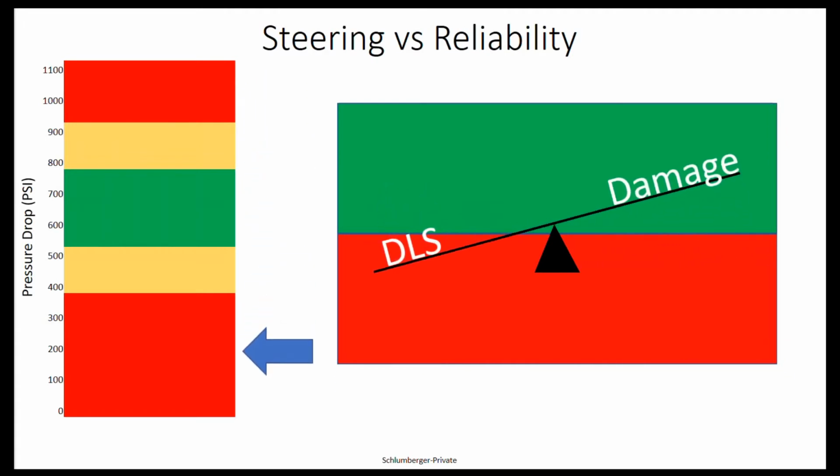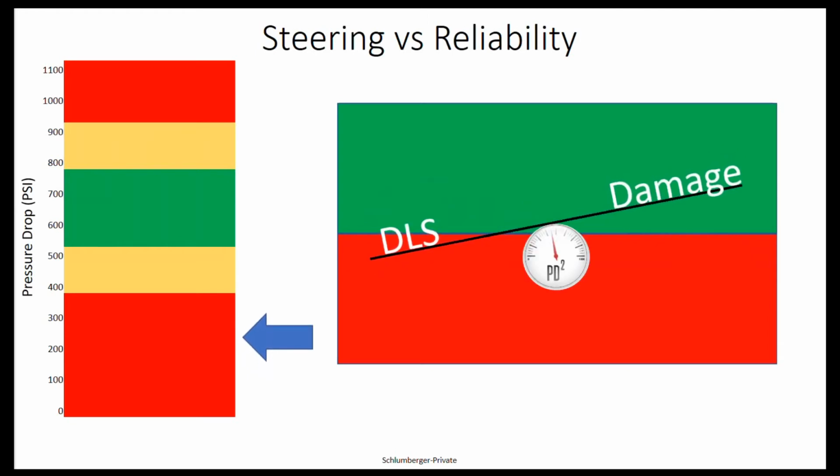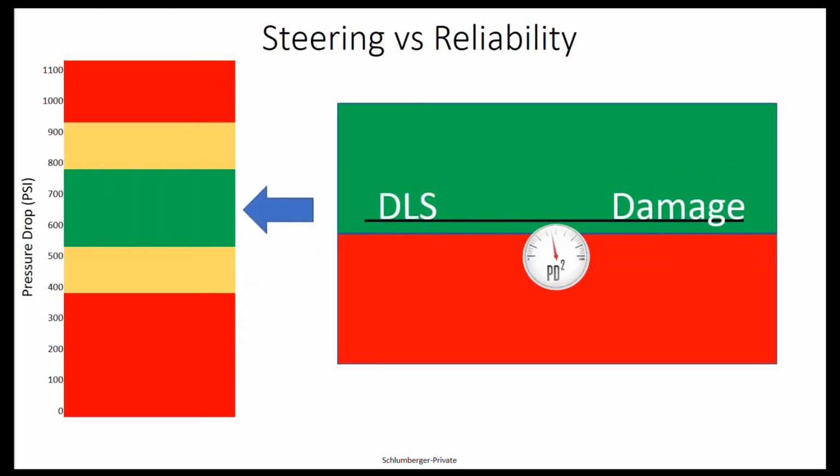On the other hand, if our pressure drop is too low, we are no longer at risk of damaging the tool, but we will lack the expected dogleg capabilities. So we use the software called PD Squared as a tool that gives us the ability to optimize the hydraulics for each run by finding the right balance between steering effectiveness and reliability.